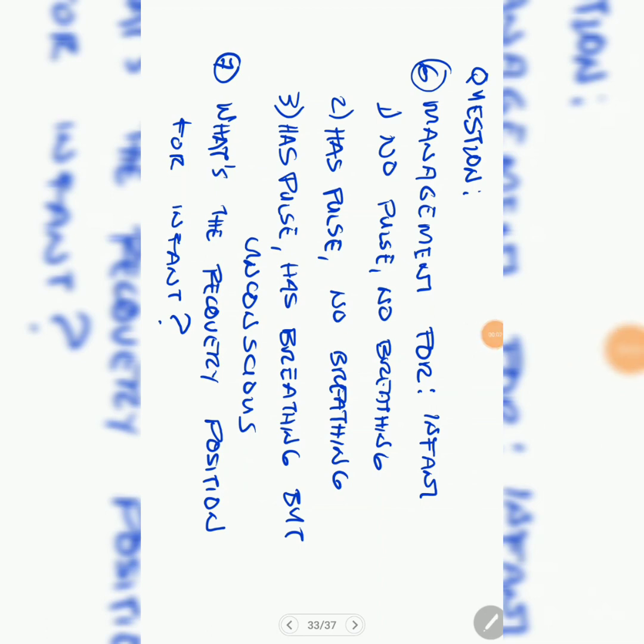We have the last questions. We have management for infant, no pulse, no breathing. And also, what's the management for infant that has pulse and no breathing. And the third one is, what if the infant has pulse, has breathing, but is unconscious? The last question will be, what's the recovery position for infants?